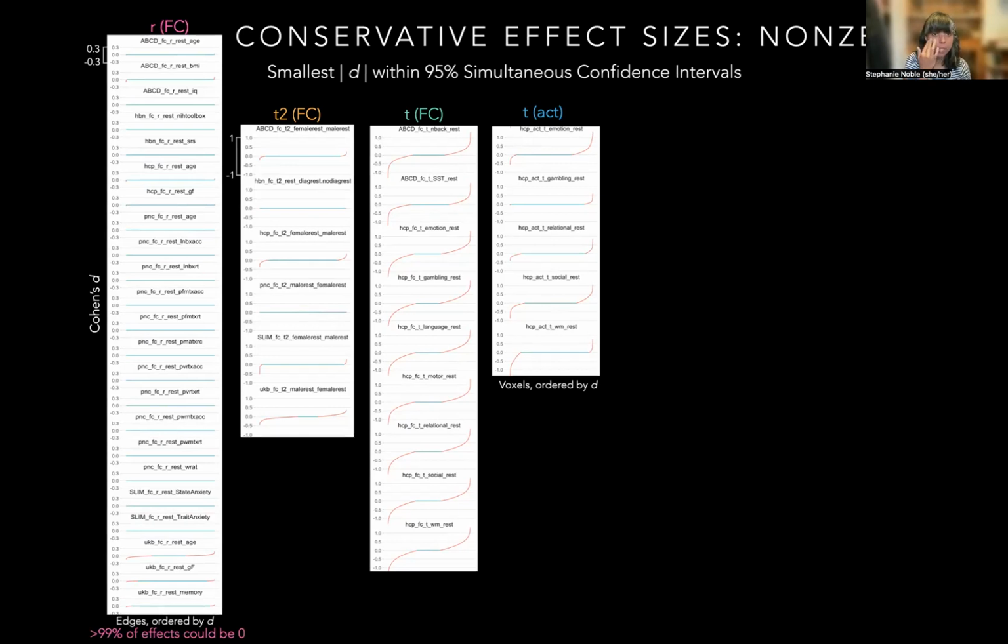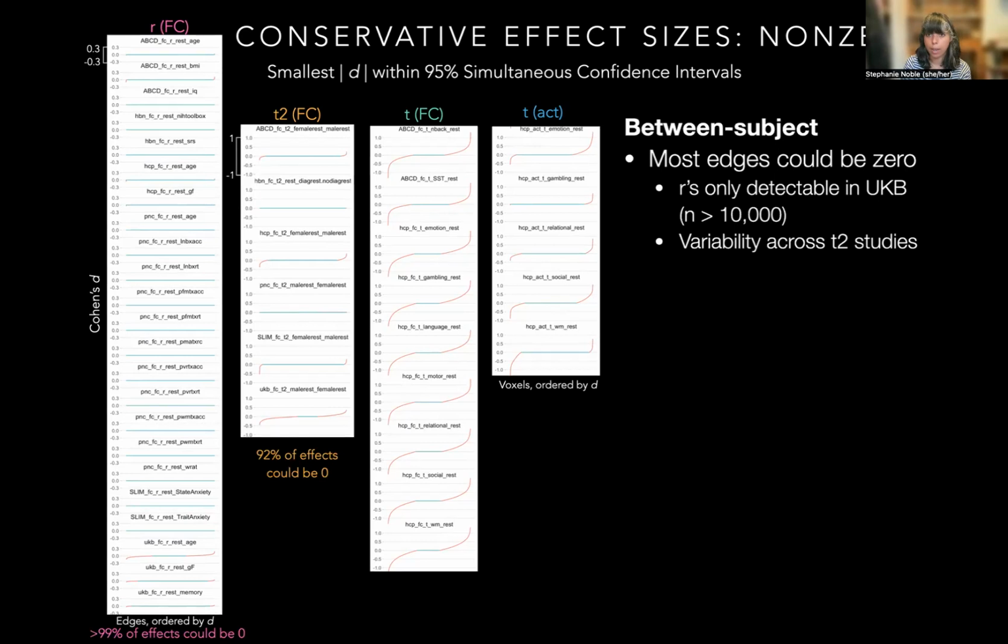And for these conservative effect sizes, it's still the same process as before about what could be zero. For correlations, we find that more than 99% of these across studies could be zero. For the two sample test, we have a few more effects that could be non-zero. But overall for between subject, most effect sizes at the edges could be zero.